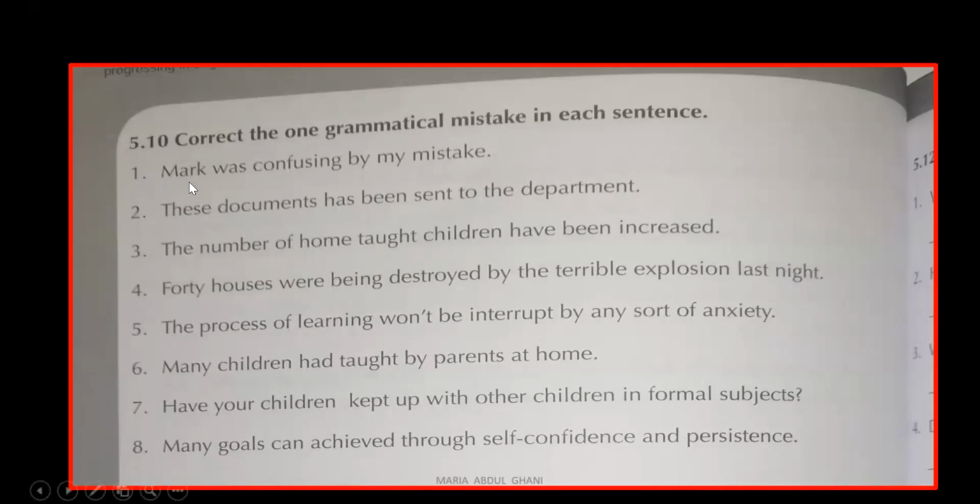Now here we have: Mark was confusing by my mistake. Who's going to correct this? Mark was confusing by my mistake. Munir. Confusing is wrong. Okay, what to say instead? Confused. Okay, here. The mistake is confusing. After the helping verb, if it is passive voice, you don't use ing. You will use the past participle of the verb. So it's not confusing, it would be confused.